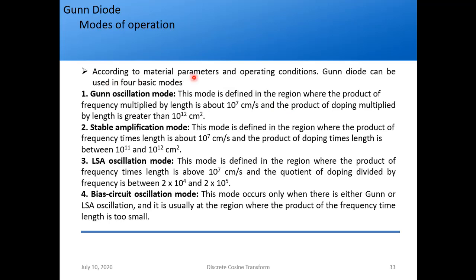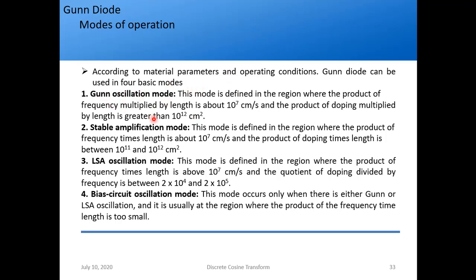So then, according to the material parameters and the operating conditions, we have the Gunn diode divided into four basic modes of operation. First is the Gunn oscillation mode. All these modes are defined mainly by frequency and length multiplication. If the product of frequency and length is about 10^7 centimeters per second, and the product of doping and length is greater than 10^12 per square centimeter, we say that the mode of operation is Gunn oscillation mode.